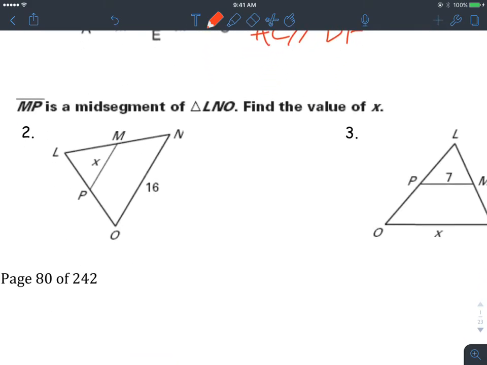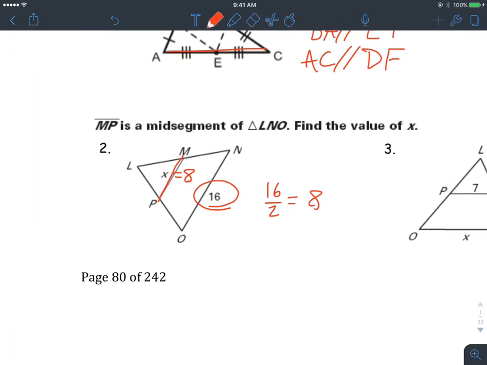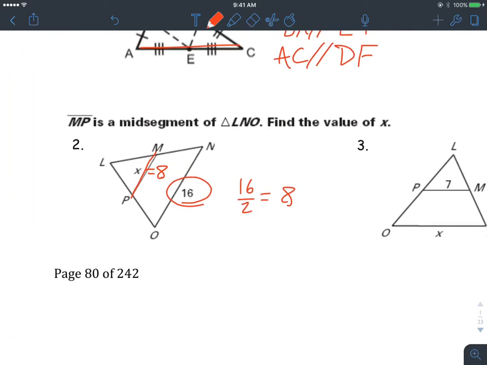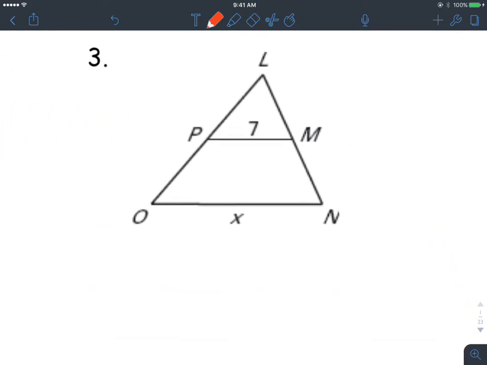Alright, now MP is the mid-segment of triangle LNO. Find the value of X. Let's check this out here. This side needs to be half of your biggest side right there. So we need to do 16 divided by 2. That's 8. So that's what X equals there. Super easy. There's really not a whole lot going on with those. I think I'm going to add in an extra example here at the bottom. But anyways, this next one here, notice they give us the mid-segment, so we got to think backwards. We got to take your mid-segment and multiply it by 2 to get the side of the triangle ON. So that'd be 14 right there.